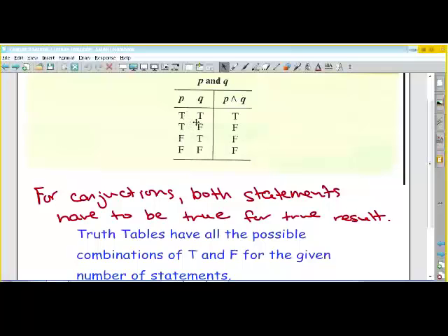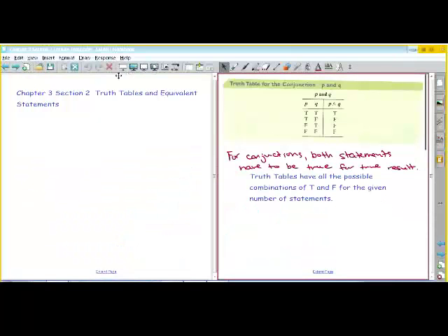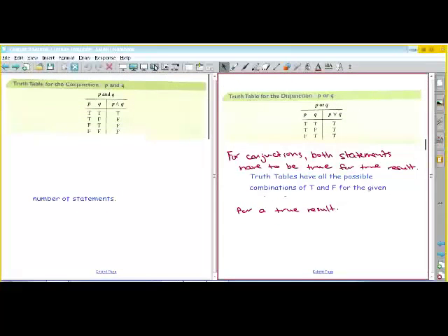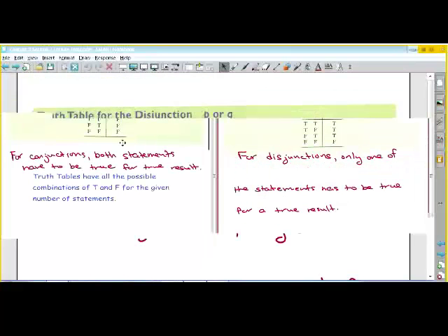It's not just some random combinations. It's a very set list, and it's kind of like subsets if you think about it, the subsets that I could have. Maybe that's not a good example. Okay, so that's and. Then you have one for the or statement.